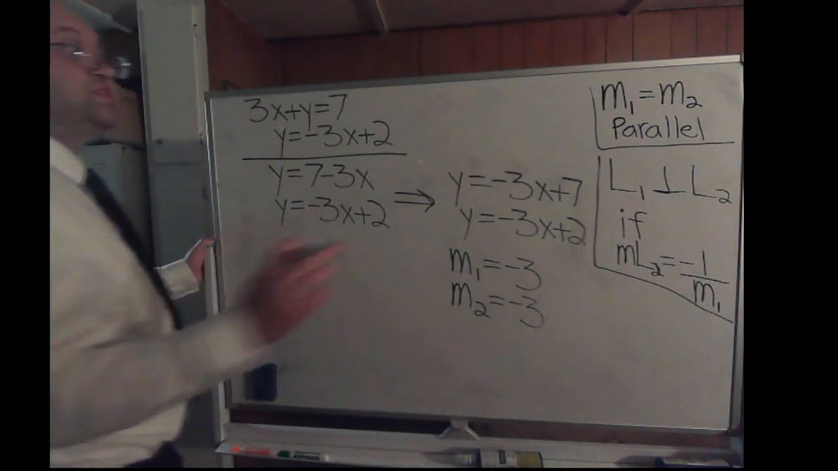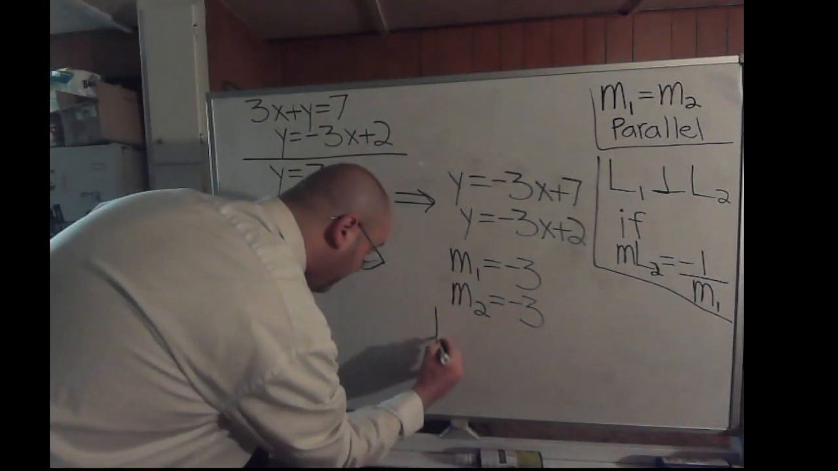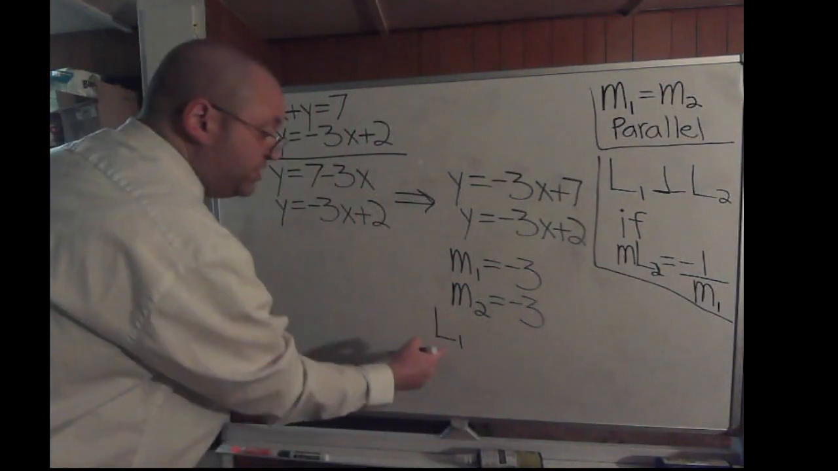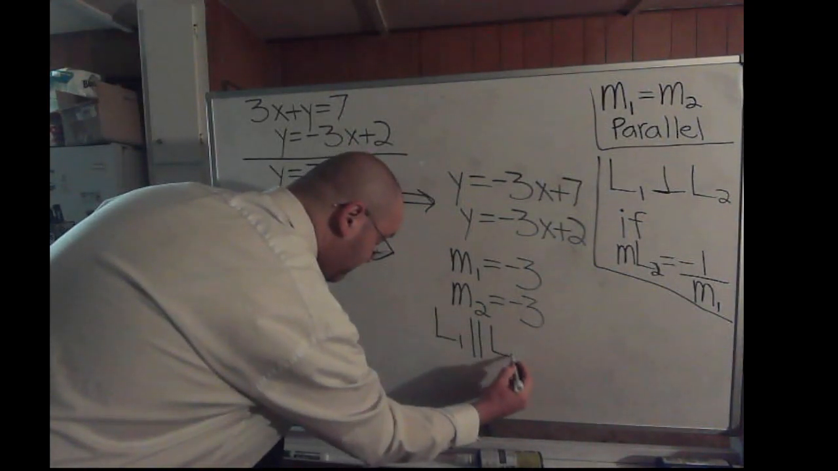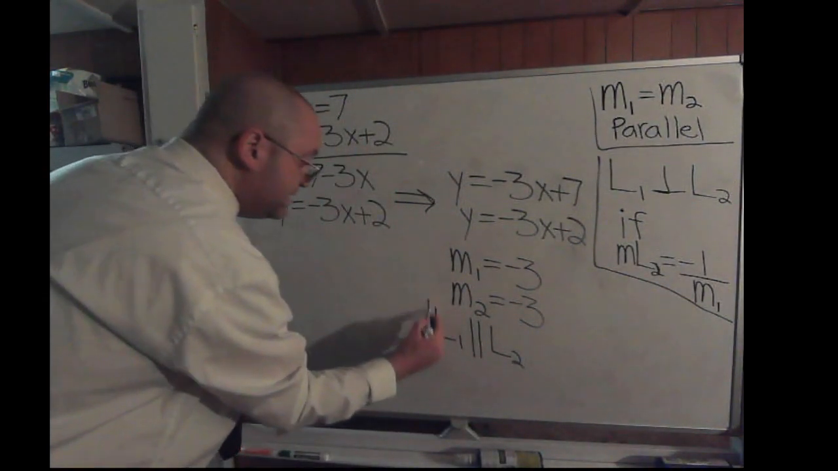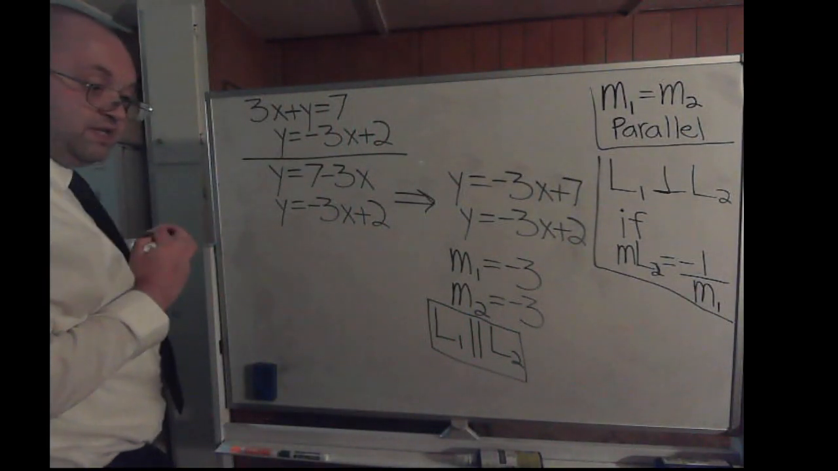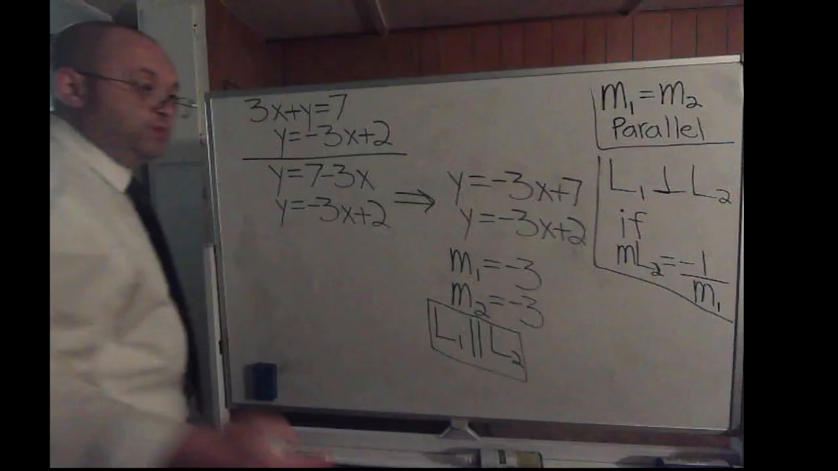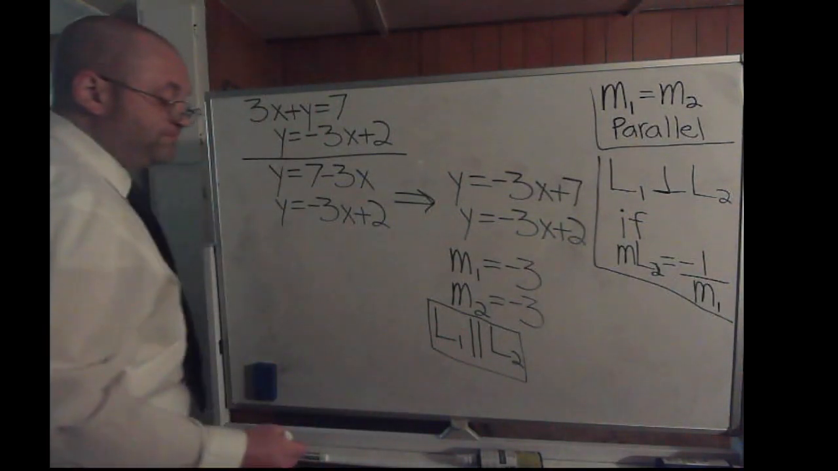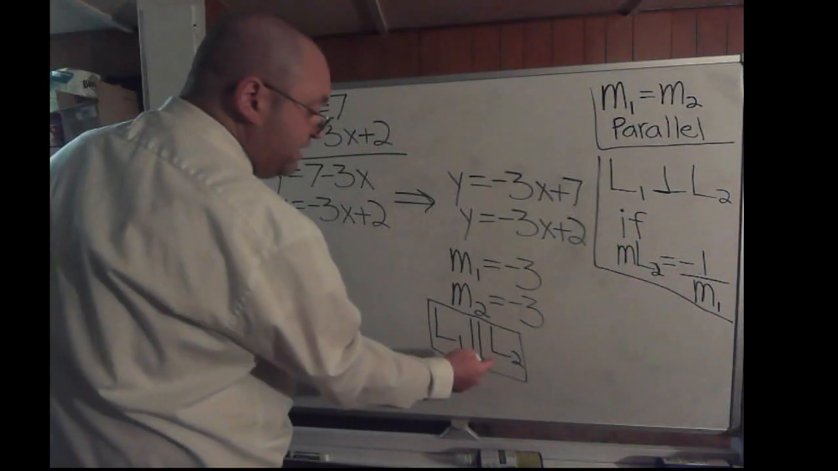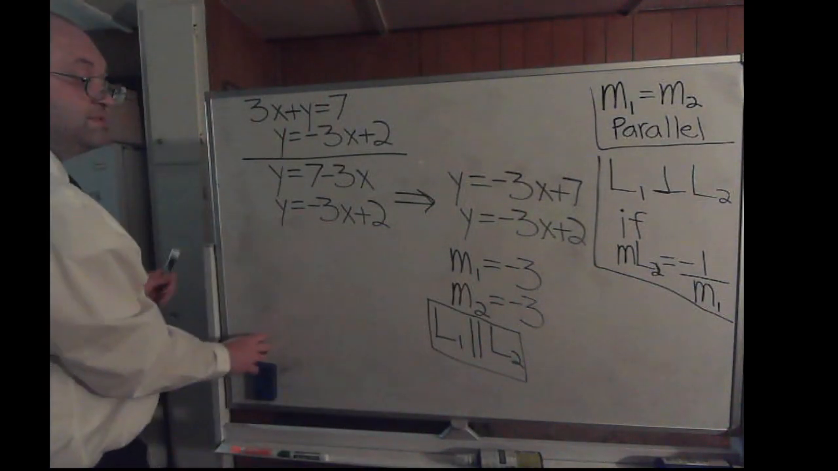Well, they have the same slope. Both lines have the same slope, therefore they are parallel to each other. So you write line 1, the symbol for parallel is this. Two vertical lines means parallel. When we get into geometry, that's going to save you a lot of grief between writing out the words perpendicular and parallel, just using the symbols. But we could say line 1 therefore is parallel to line 2 since both these lines have the same slope.